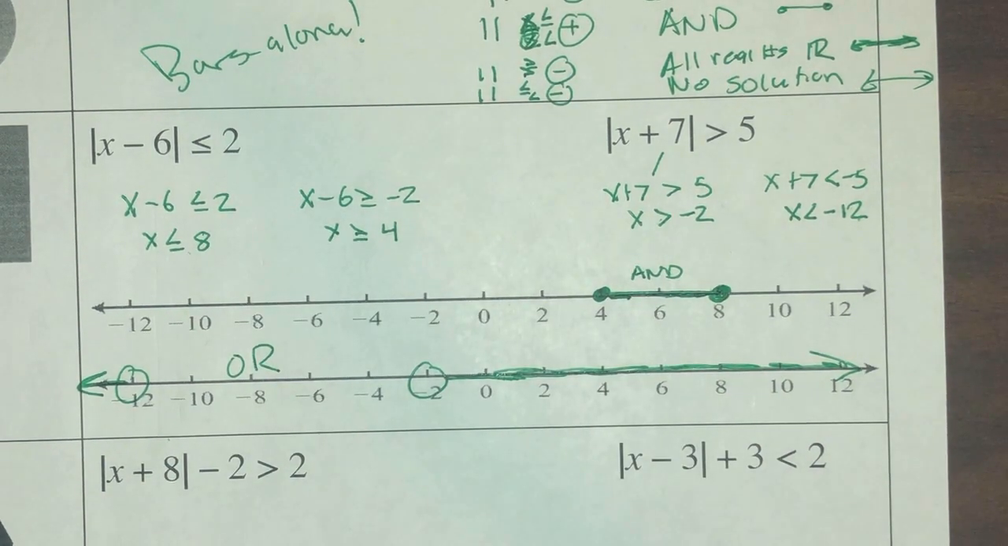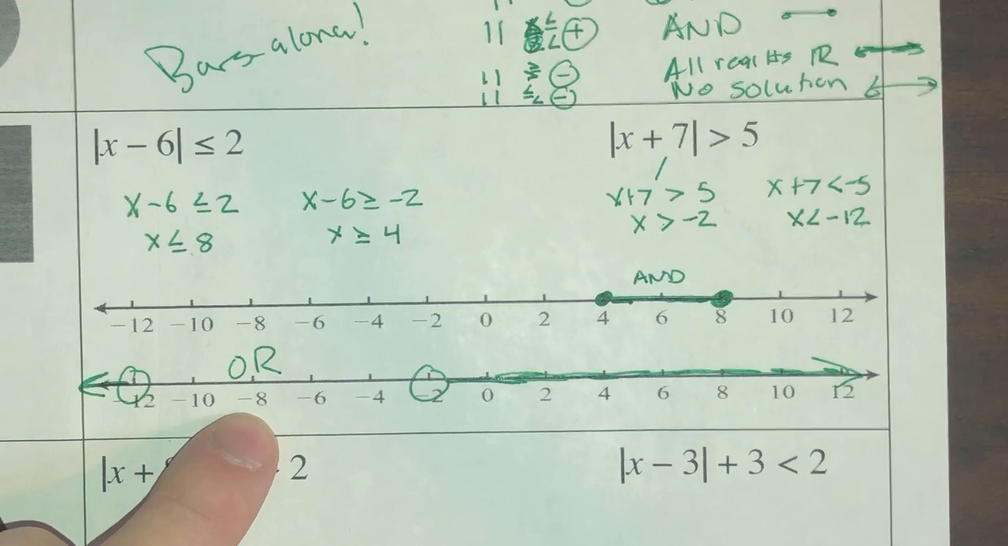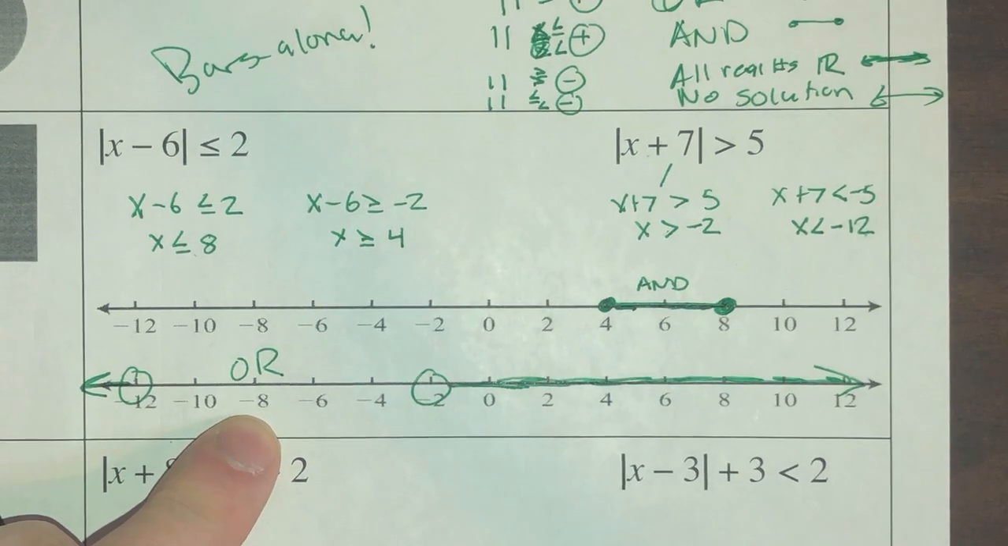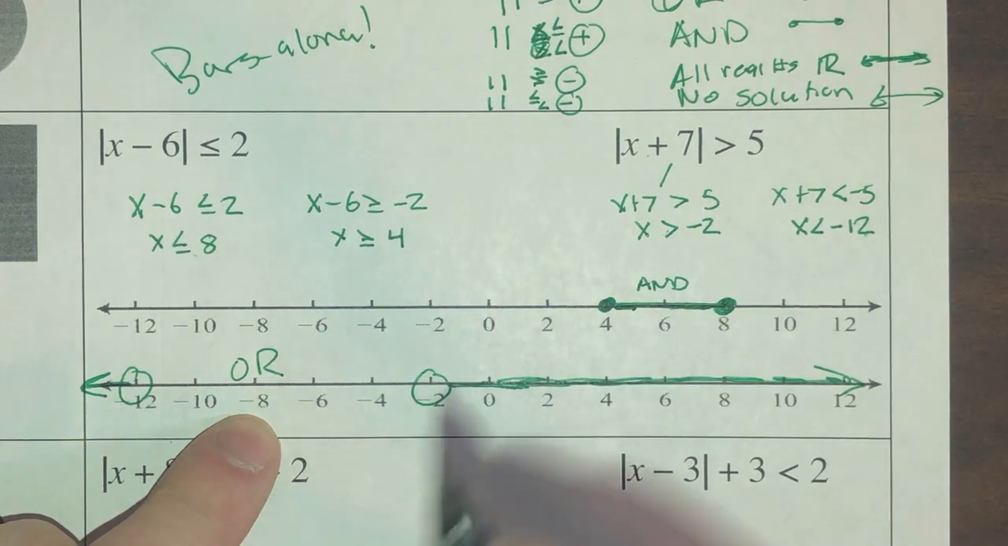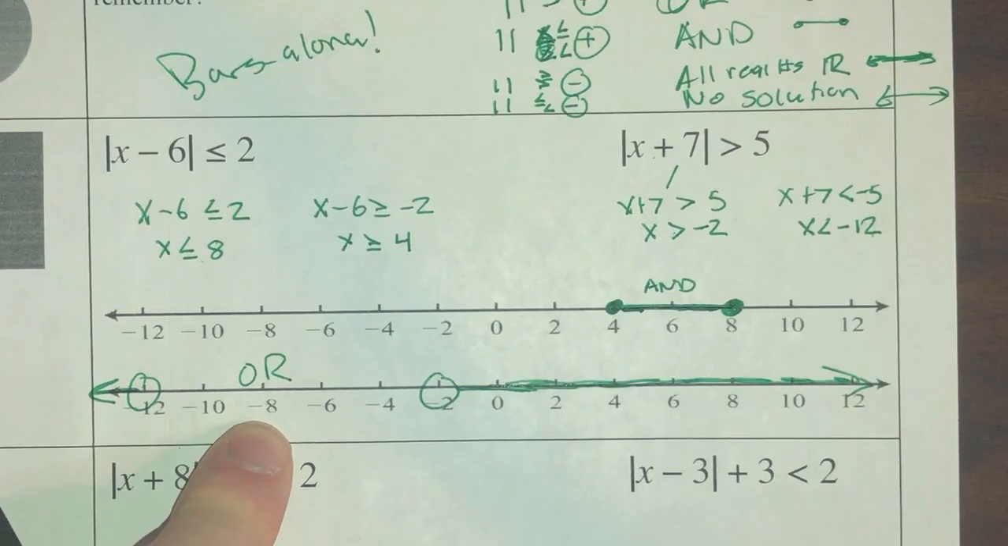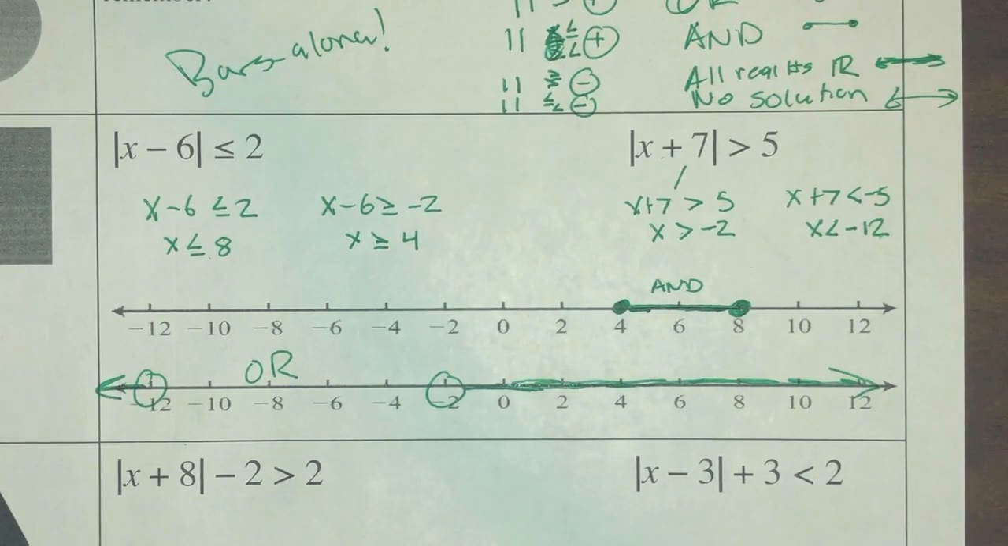Here's a way to know. Choose a test point, negative 8. Let's see if negative 8 works. Negative 8 plus 7 is negative 1. The absolute value of negative 1 is 1. 1 is not more than 5. So negative 8 should not be shaded. When in doubt, choose a test point.